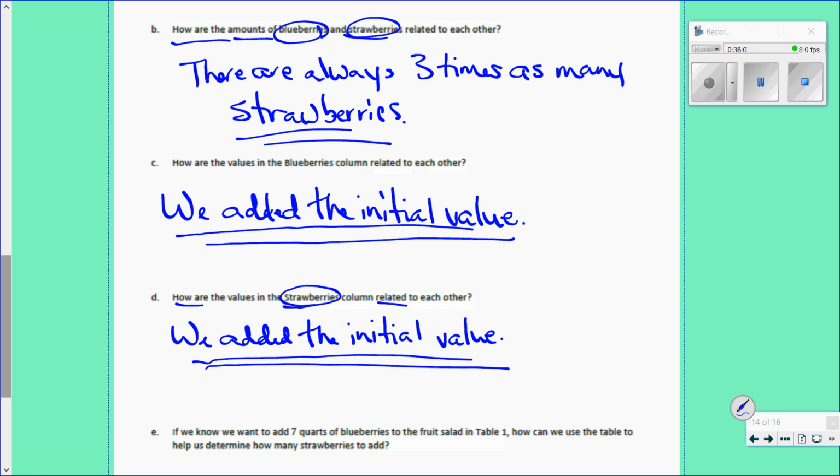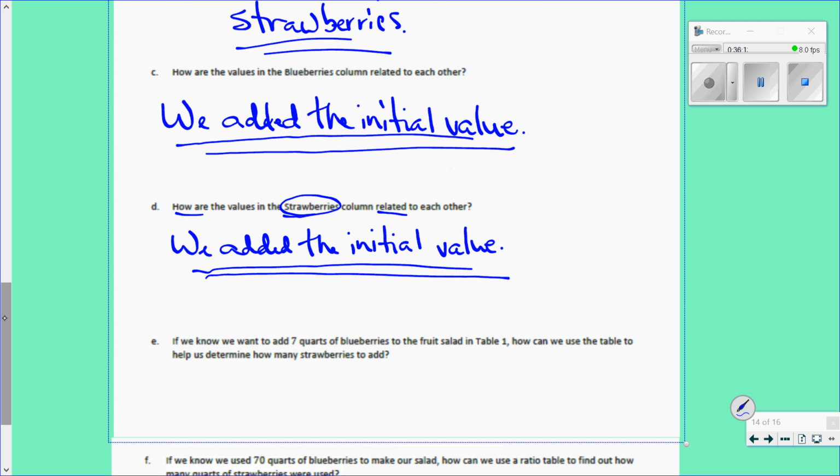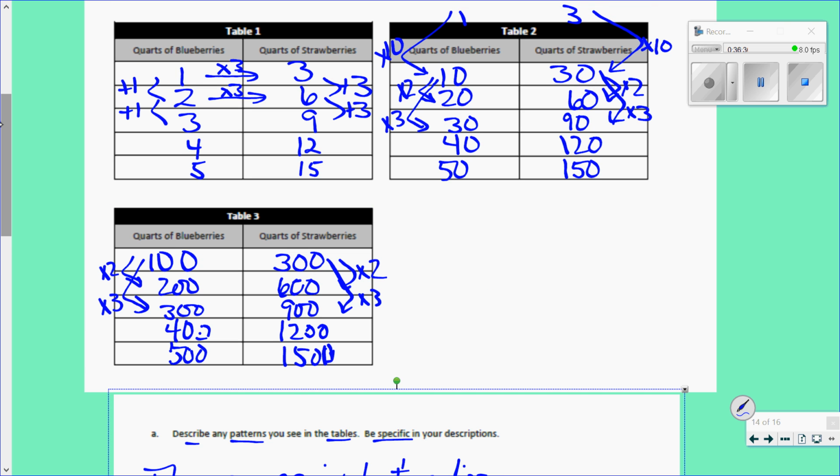Okay. So fortunately, I do want to cover this one on the video because some classes we're not getting to this. If we know we want to add 7 quarts of blueberries to the fruit salad in table 1, how can we use the table to help us determine how many strawberries to add? In other words, I'm looking at table 1. Do I have 7? No. Can I use the information that's here to figure out how many strawberries I need for 7 quarts of blueberries?